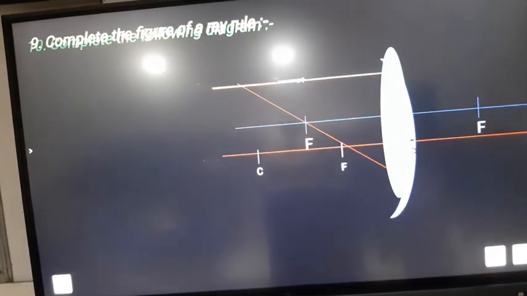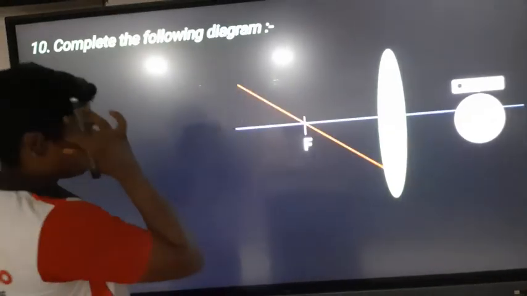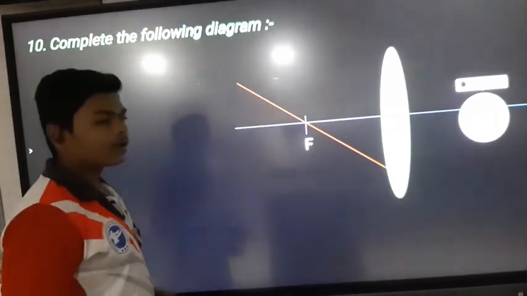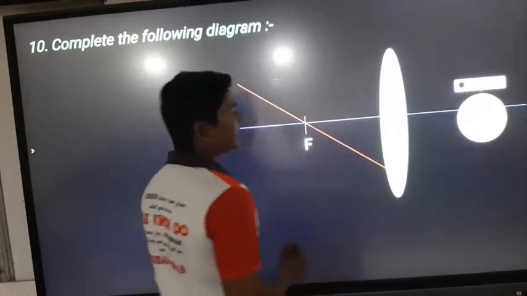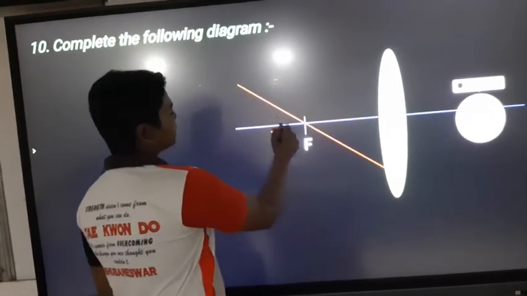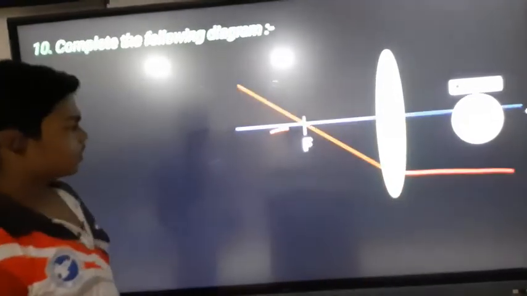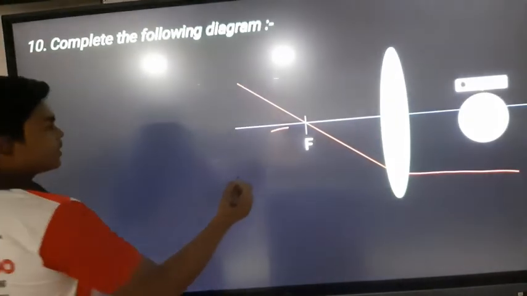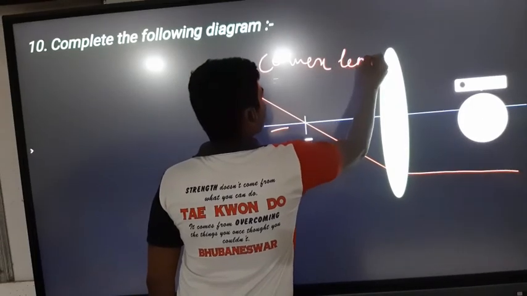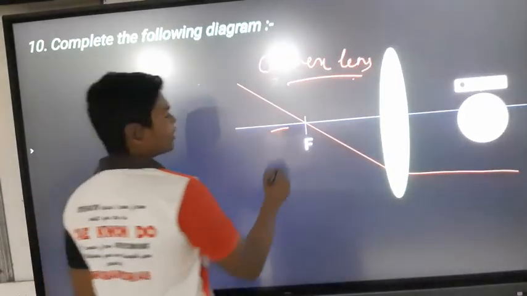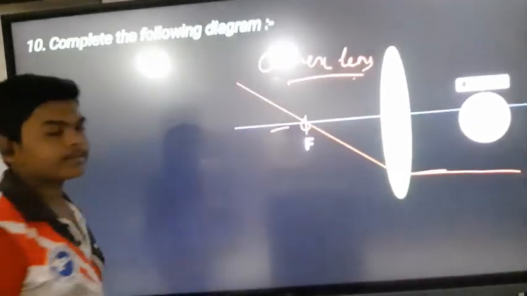Let's have the next question. Again we are asked to complete the following diagram. This is a convex lens. In a convex lens, the ray rule says that if the ray passes through the focus F, then after refraction it travels parallel to the principal axis. So this will be parallel. This is the second ray rule of the convex lens.